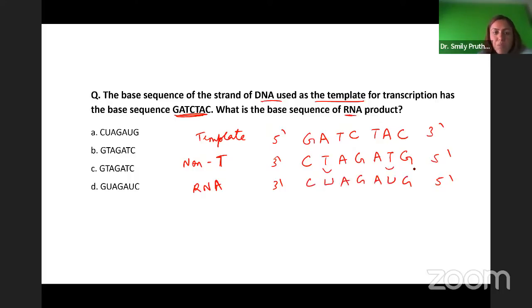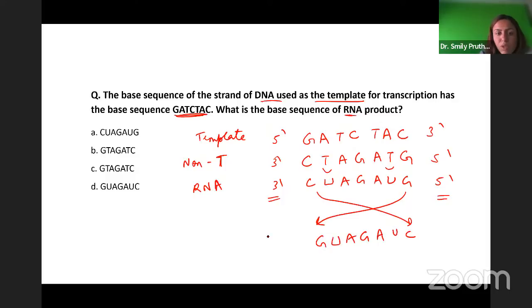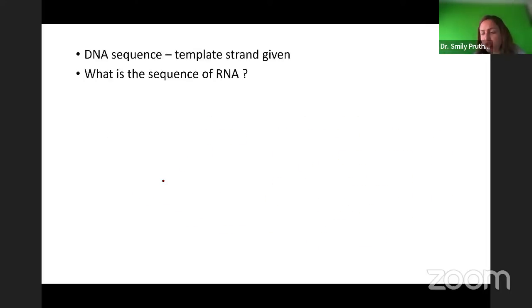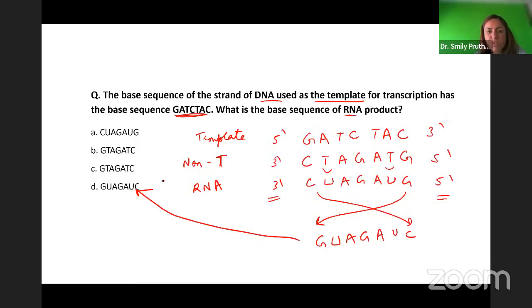CUAGAUG. But now 3' is on the left hand side and 5' is towards the right hand side, and in the options given, again, direction is not given. So you will bring G here and C here. So GUAGAUC. So if this question is there, let's go with the concept, then the answer will be D. So you have to follow these steps to make it simplified, and without any mistakes you will be solving this question. Whatever the sequence was given in the question, I do not know what sequence was given, so whatever was given, this way you have to solve.